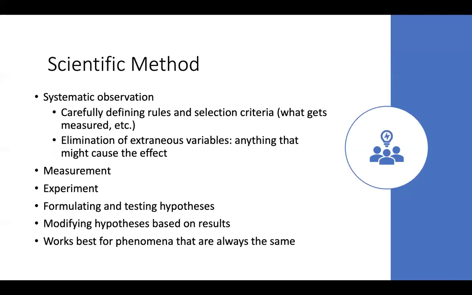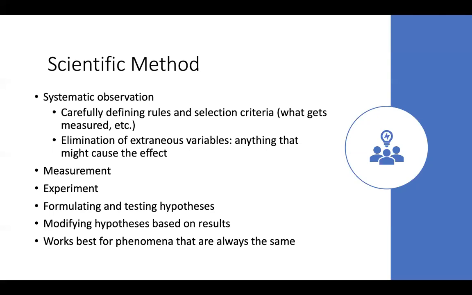So if I'm going to eliminate an extraneous variable, let's say that he works, which he does. Let's say he's working and then he has a break from work that happens to be at noon. And it's the break that makes him eat and not the fact that it's noon, right? So I'd have to eliminate that as an extraneous variable and look at what happens on the days he doesn't work. Does he still eat at noon, or does he eat at a different time? Does that make sense? So systematic observation, carefully defining rules, defining selection criteria. In other words, how and what are we measuring?